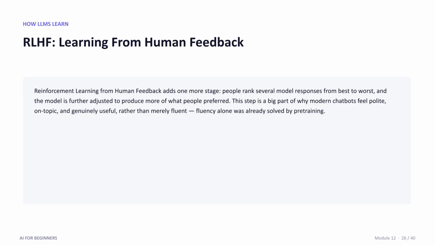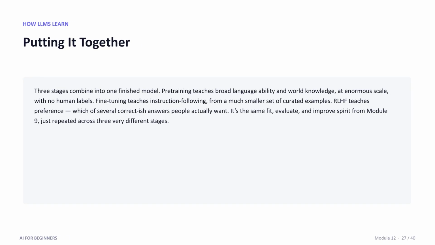By ranking responses, humans teach the model to align its outputs with our preferences for politeness and utility. Combining these 3 stages creates a robust model. Pre-training provides the knowledge base, fine-tuning provides instruction following, and RLHF ensures the output is what we actually want.